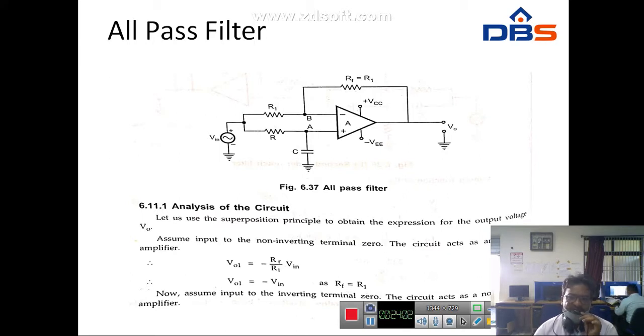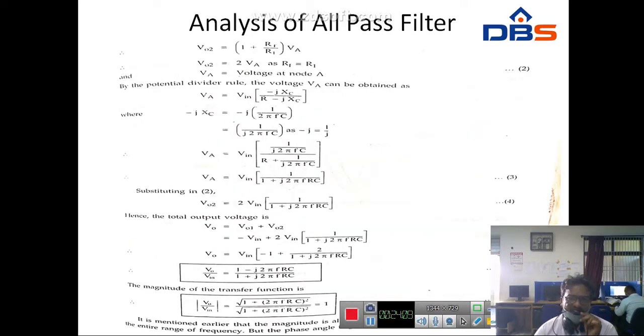So this is about the working principles and the design of different types of filters. Here we have the analysis of the all pass filter, and based on that we design an all pass filter. For the non-inverting amplifier, the gain is equal to 1 plus RF by R1 times Vin.